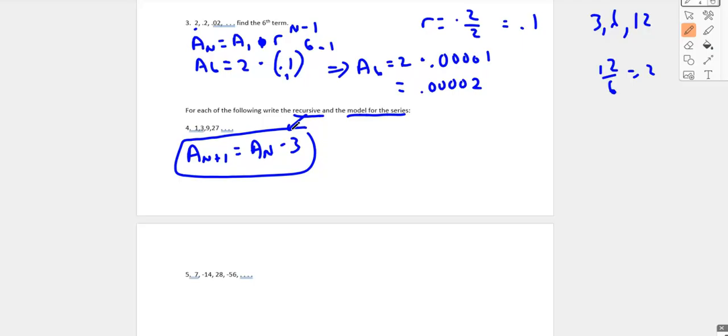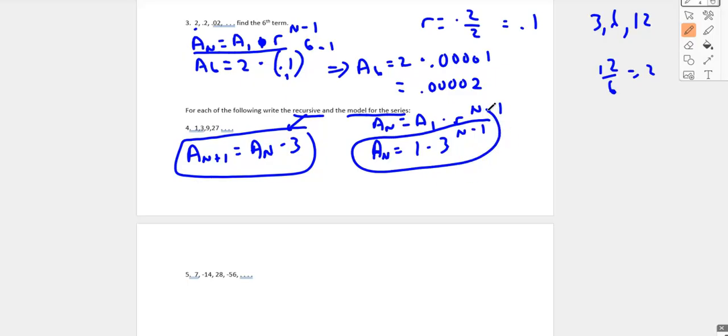Okay. Now I'm going to do the model so we find the nth term, yeah? We're going back to this formula here, which is a_n equals a_1 times r to the n minus 1. We don't know what term we're looking for, so we're going to leave it as n. Could be any term. What's the first term in this case? 1. What's the common ratio, the thing we're multiplying by each time? 3 to the n minus 1. So there are your two formulas. Does that make sense?